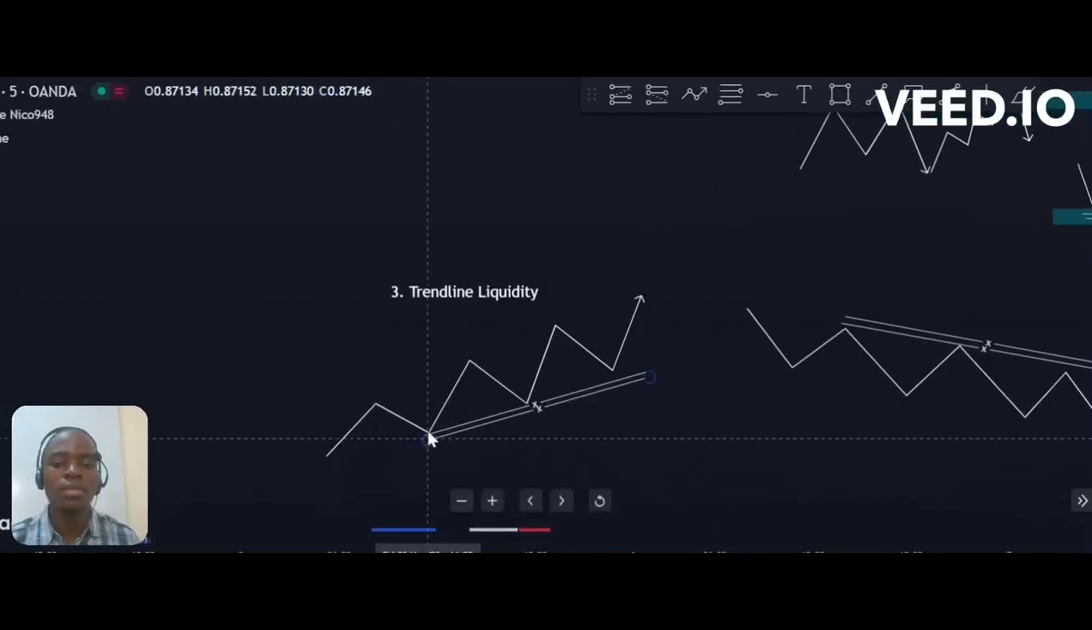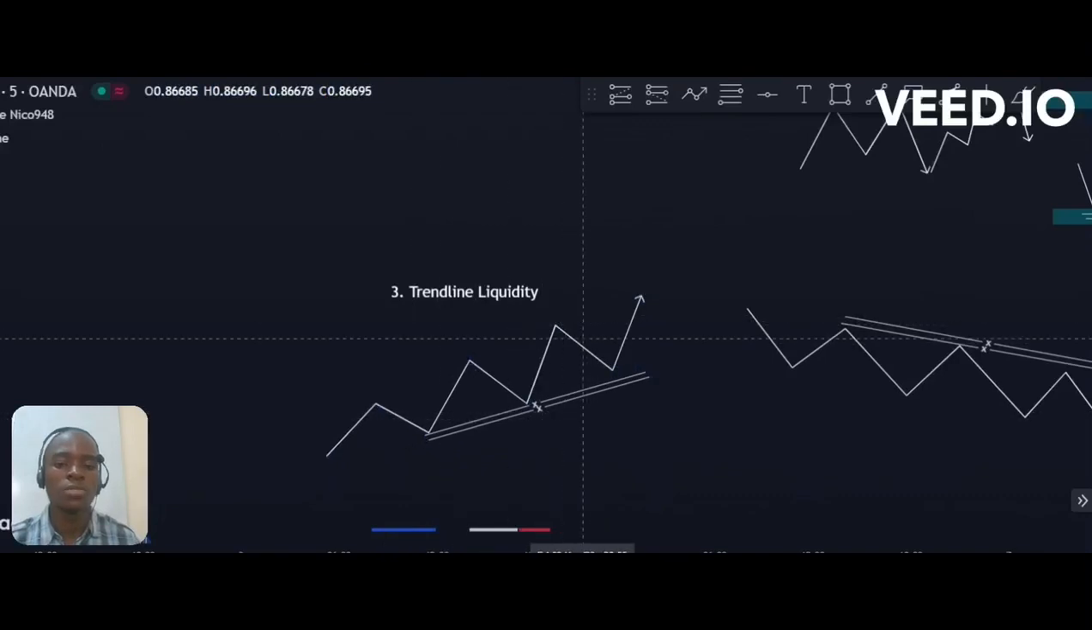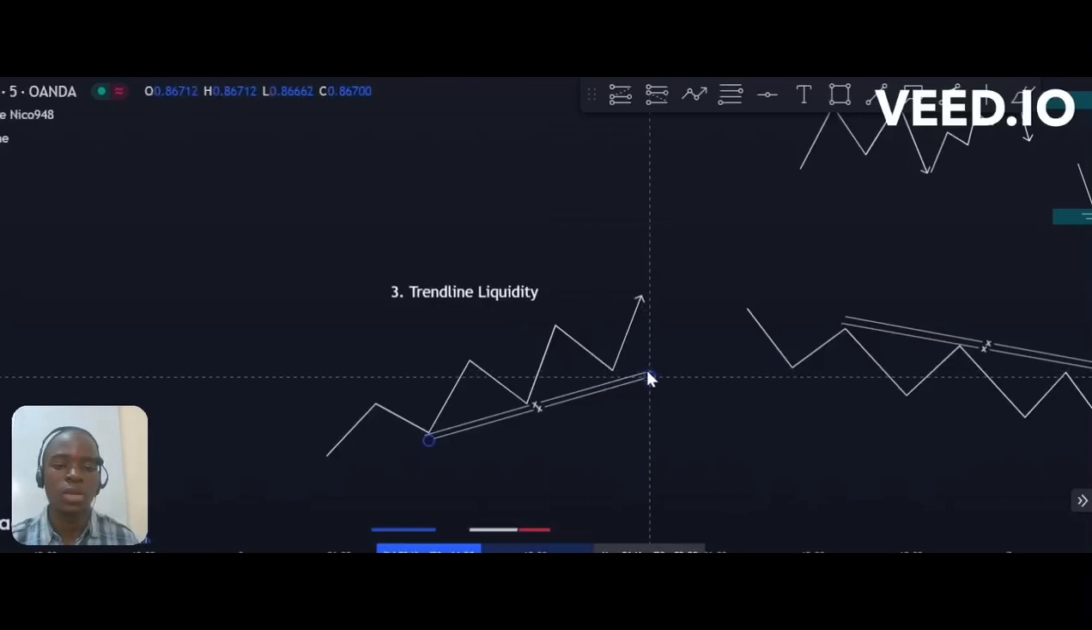Then they wait for a retracement to that line.